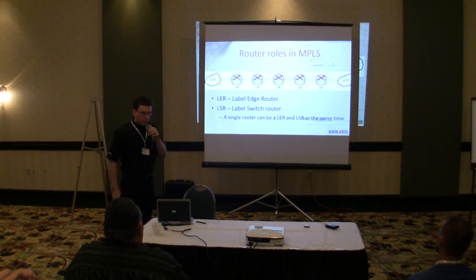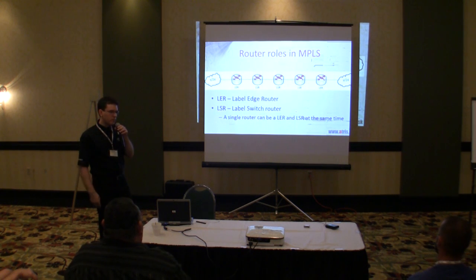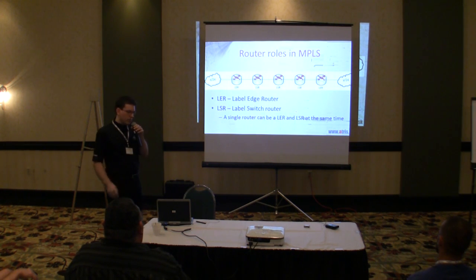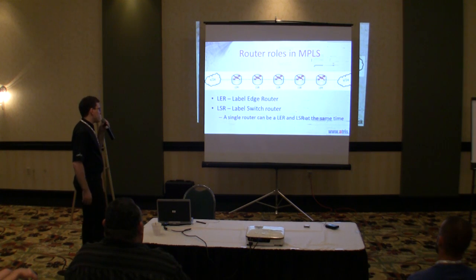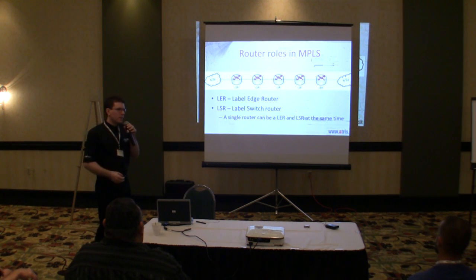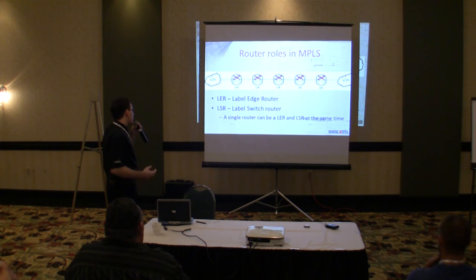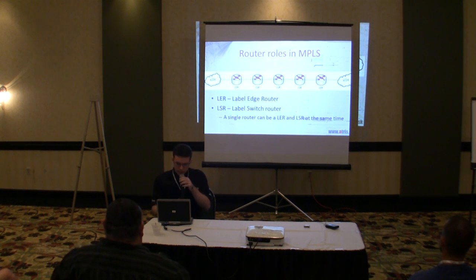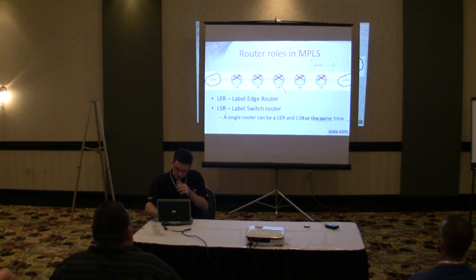So let's look at the router roles in an MPLS network. There are basically two roles that the router can have. It will either be an LER, a label edge router, or an LSR, a label switch router. The important note about this is that all of it is considered per MPLS path. So a single router can actually be an edge router and a switch router at the same time. It just depends on how you look at it. For this example that's really easy, but if we draw another subnet right down here, this router will be an LSR for this path, but for this path, this router will now be an LER.